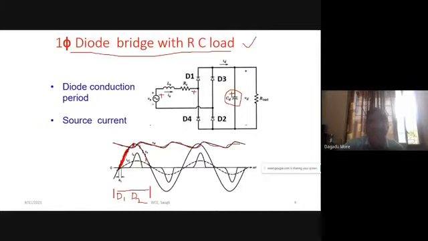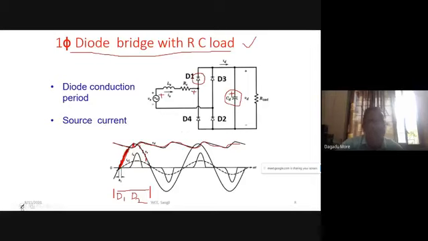In that case, what will happen? Our source voltage, the supply voltage, is less than the capacitor voltage. And obviously, what will happen to our diode D1? It will turn off. It will be reverse biased, because the anode voltage is less than the cathode voltage. Here the cathode voltage is more. The capacitor is connected to the cathode, and the capacitor voltage is higher. So the cathode voltage is higher than the anode voltage, which means our diode is reverse biased.